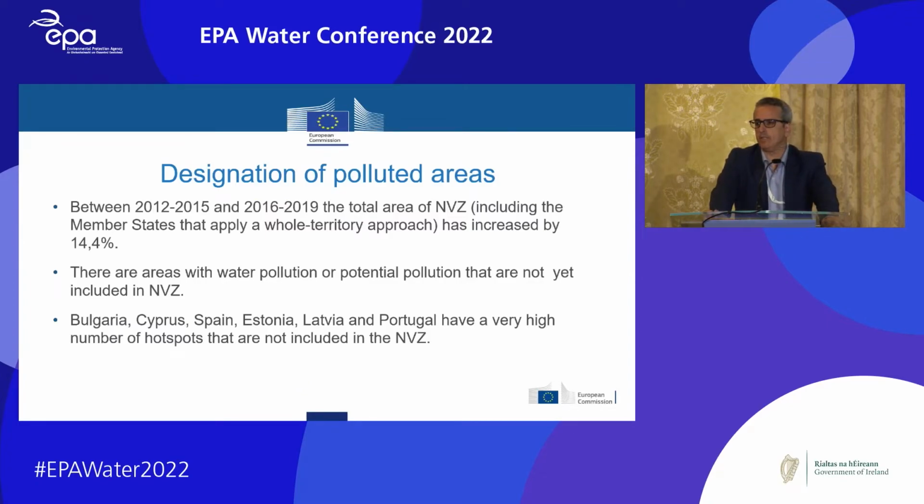Well, some conclusions of this report. The designation of polluted areas has increased between the last two reporting periods by 14.4%. Some member states still have a number of monitoring points outside NVZ. If a monitoring point is outside NVZ, it means that it's not subject to additional and enforcing measures, so the situation is not likely to improve. So it's essential, as there is a number of member states which have a high number of monitoring points reporting eutrophication outside NVZ, and this requires further designation because additional measures have to be adopted in those areas.